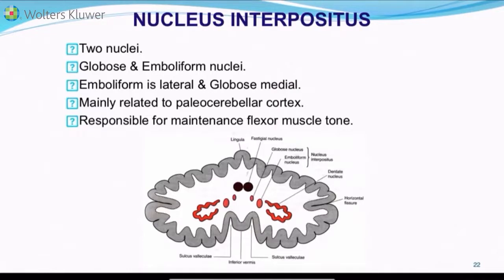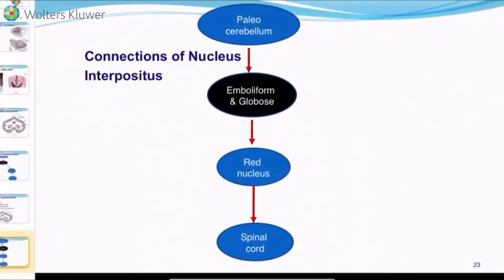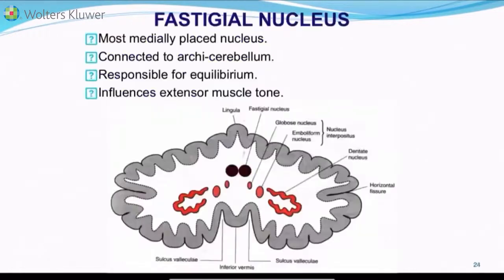Emboliform is lateral and globose is more medial, mainly related to paleocerebellar cortex, so they are responsible for maintenance of flexor muscle tone. The connections of nucleus interpositus: paleocerebellum sends the impulses to emboliform and globose nuclei, and these two will process the impulses and pass it on to red nucleus of midbrain and from there to spinal cord.